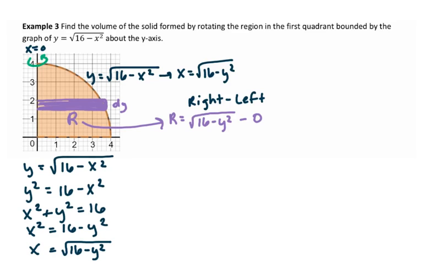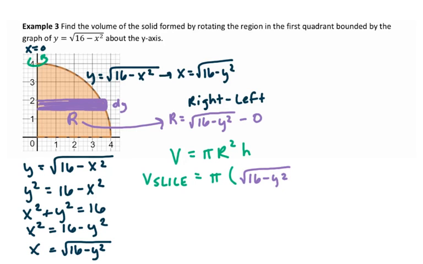Alright, we've got our lovely volume formula. That is the one thing that's very consistent in these disc method problems. And so for the volume of our slice, we have pi. Our radius, we can just write simply as square root 16 minus y squared. And then that's being squared. And then the height of our little disc is simply dy.